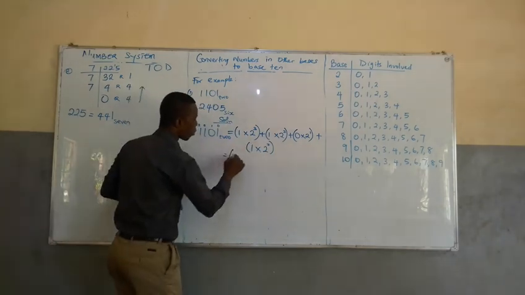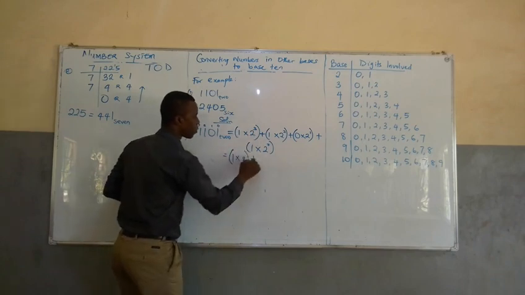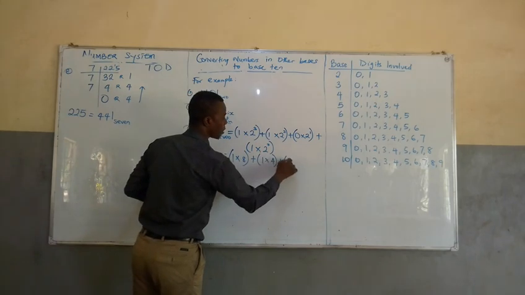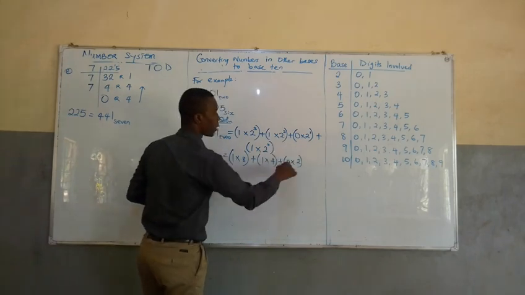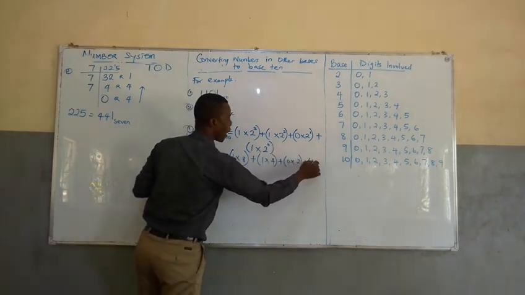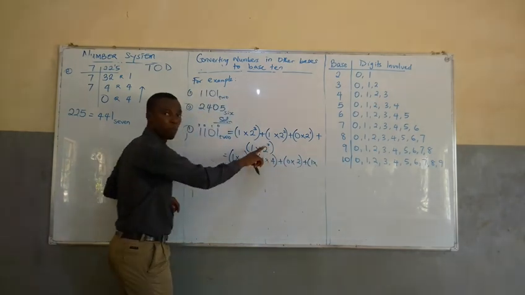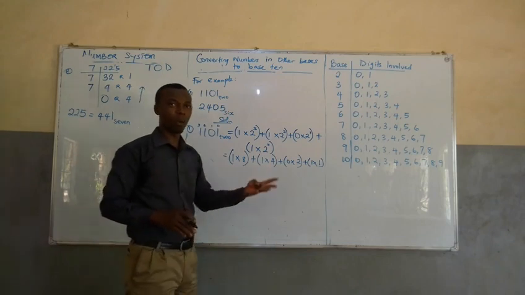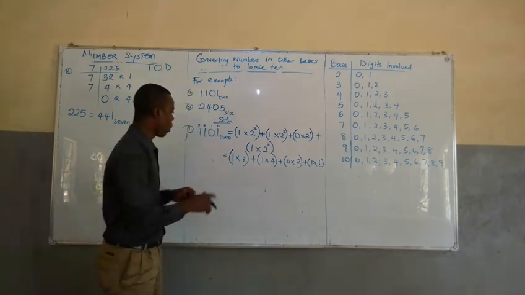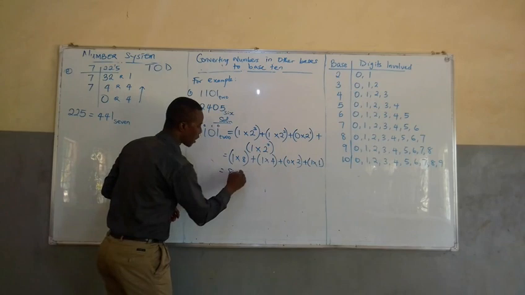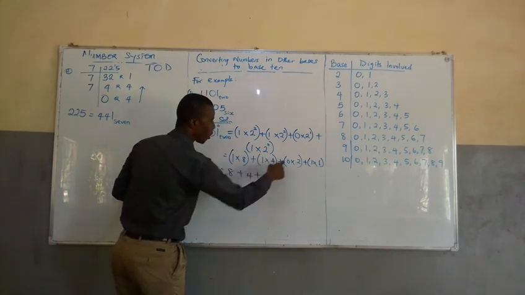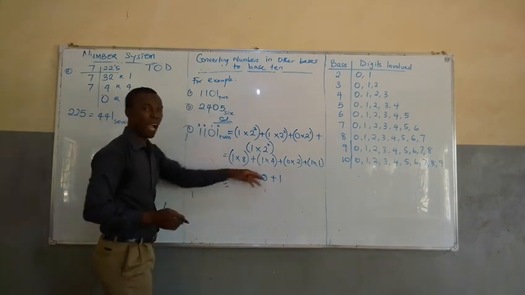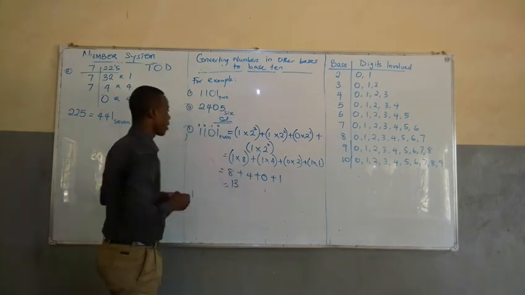So what I'm going to have will be 1 times 2 raised to power 3, which is 8, plus 1 times 2 raised to power 2, which is 4, plus 0 times 2 raised to power 1, which is 2. And then plus I have 1 times 2 raised to power 0, which is 1. Any number aside from 0 raised to power 0 always collapses to 1. So I have 1 times 8, which is 8, plus 1 times 4, that's 4, 0 times 2, that's 0, and then 1 times 1, that's 1. When I add this up together, it gives me 13.